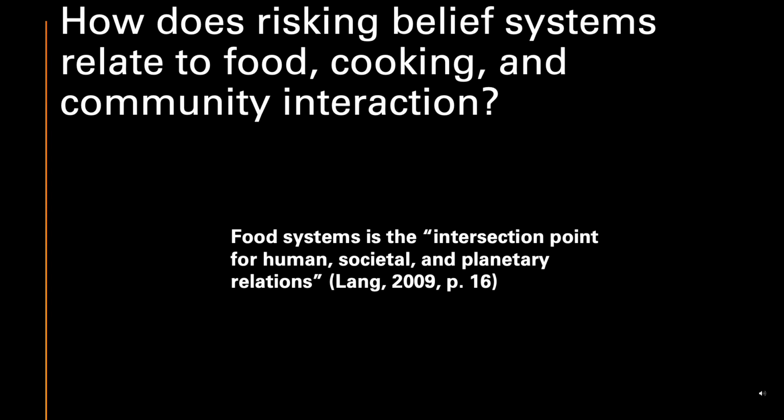So, how does risking belief systems relate to food, cooking, and community interaction? Borrowing a quote from Ting Lang, a professor in food systems, he says, "Food systems is the intersection point for human, societal, and planetary relations." The food itself is not dictating the success of each tier in Maslow's pyramid, but rather, food is the medium from which personal love, community bonding, togetherness can occur. If we work in this intersection, that is the production of food, we can recognize where belief systems need to be risked and development needs to happen.